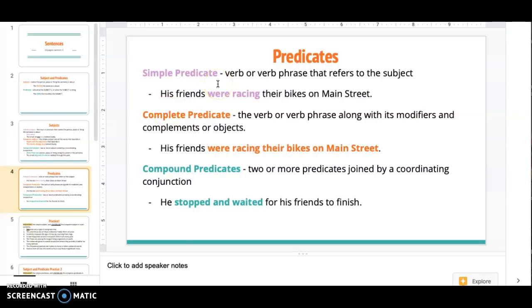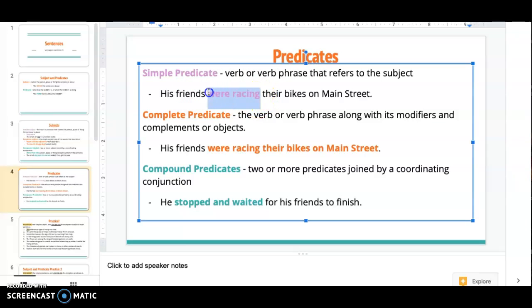Predicates are pretty much the same because the verb phrase that the subject is doing is the simple predicate, right? So, his friends were racing their bikes on Main Street. The verb phrase here is were racing. And that's just your simple predicate, right? That tells you what they were doing. A complete predicate is the verb or verb phrase along with all of the modifiers or complements or objects, right? It tells you how or where or when they were doing something.